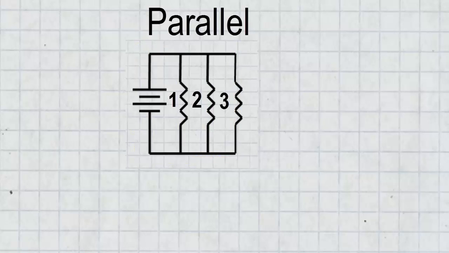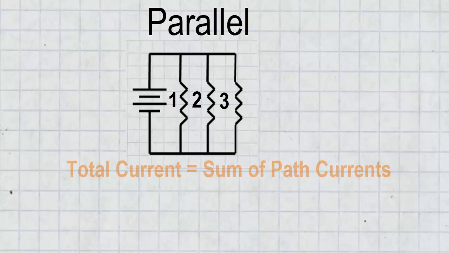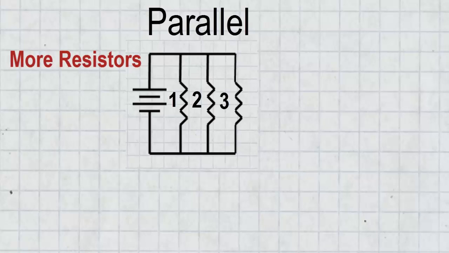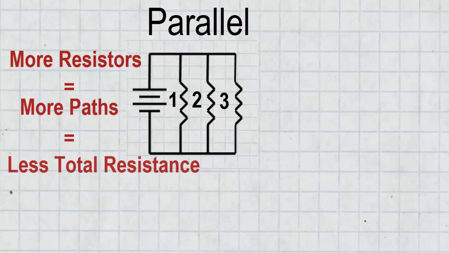Regardless of how many paths there are, if you add up the current flowing through each path, it will add up to the total current flowing from the voltage source. This is represented mathematically by saying the total current equals the current through resistor 1 added to the current through resistor 2 plus the current through resistor 3. As you connect more resistors to a parallel circuit, there are more paths for the current to take. This causes the overall resistance to decrease as you add more resistors to a parallel circuit.